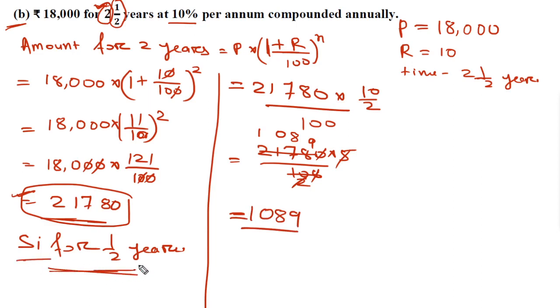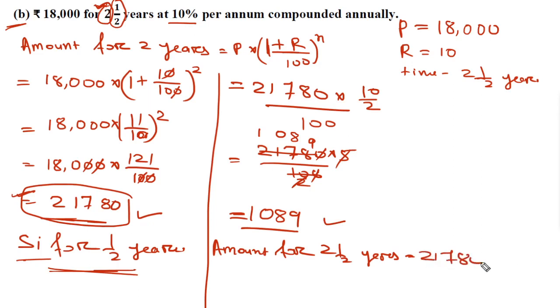Now what we have to find? We have to find the amount for 2 whole 1 by 2 years. So the amount for 2 whole 1 by 2 years is equal to this rupees plus this amount: 21780 plus 1089. So it will be equal to 22869. So this is the amount for 2 whole 1 by 2 years.